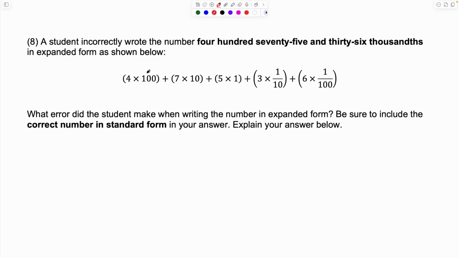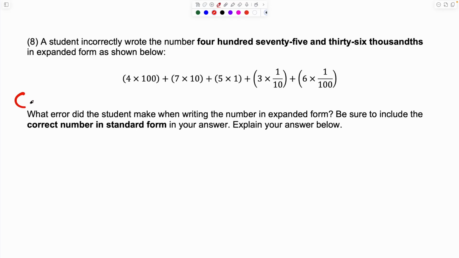Question 8: a student incorrectly wrote the number 475 and 36 thousandths in expanded form as shown below. What error did the student make when writing the number in expanded form? And we have to be sure to include the correct number in standard form in our answer, and we have to explain our answer below.